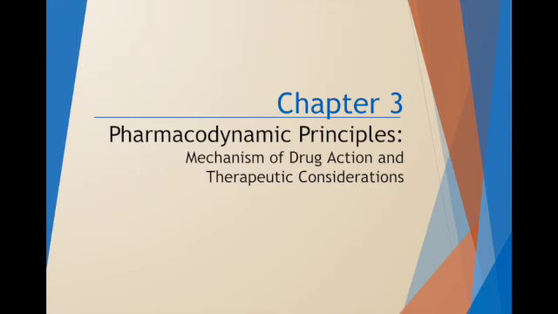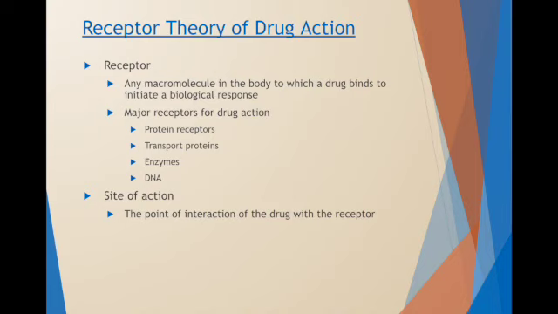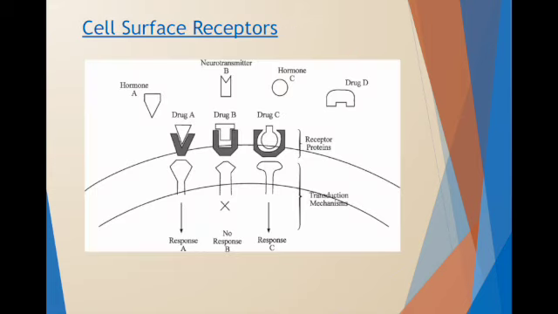This brings us to chapter 3, which covers some of the pharmacodynamic principles. And some concepts here we've already talked about, so I won't belabor them. But the receptor theory, I think, is an important element to talk about in terms of how drugs work. Any macromolecule in the body that a drug is binding to initiate a biological response is considered a receptor. And oftentimes these receptors are targeted by drugs to try to replicate a physiologic process that is initiated when interacting with that receptor.